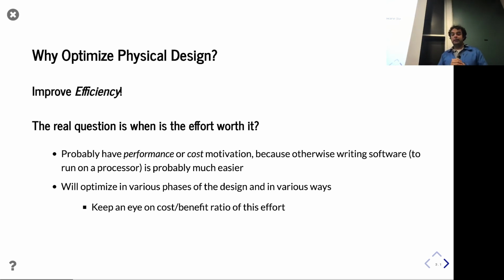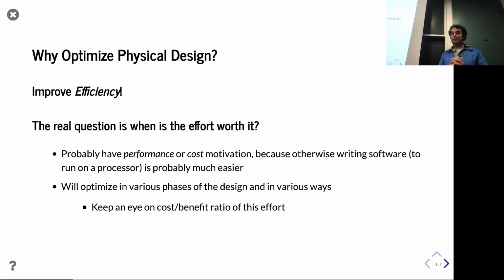But the reason you go through this effort, at some level, is because you want some efficiency. If you don't have that efficiency goal, don't bother with this. Just write software on an existing microcontroller or CPU and be done with it. Depending on what your goals are, there are different metrics and different ways you go about it. But at the end of the day, keep an eye on the cost benefit ratio. If you spend years and years building a chip, and it turns out that a chip that does what you need comes out next year, was that worth it?